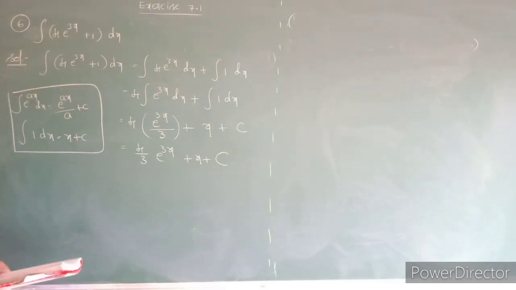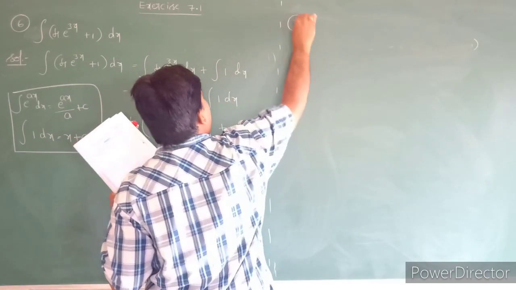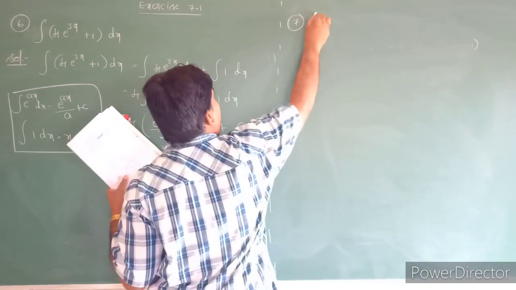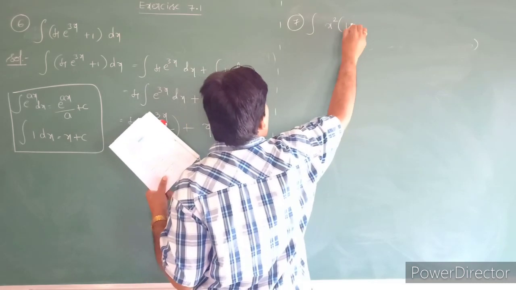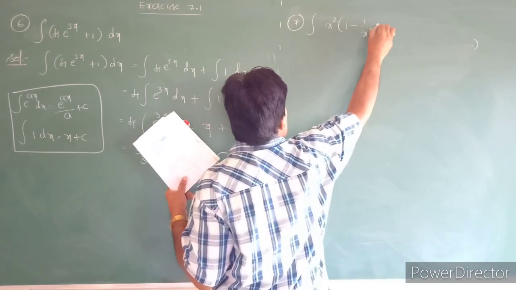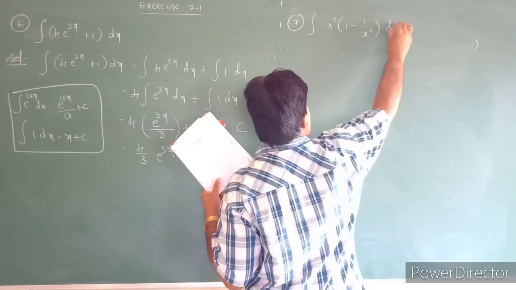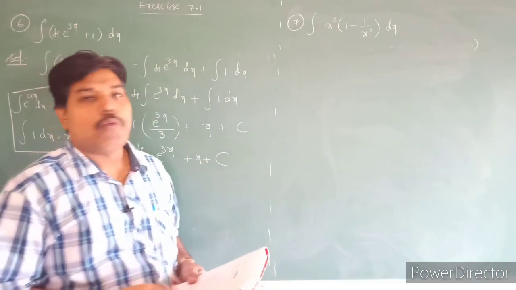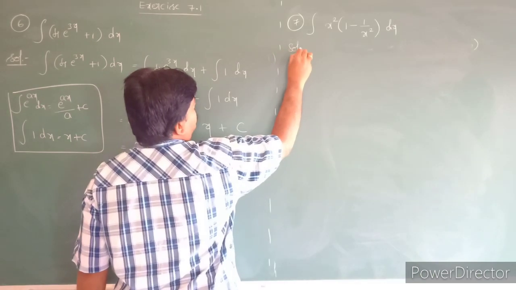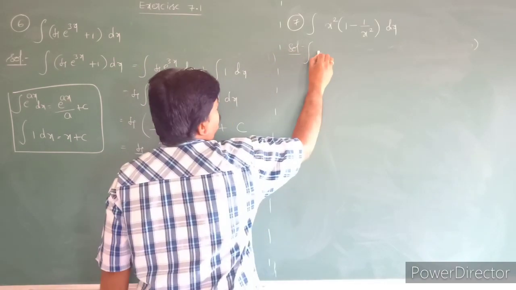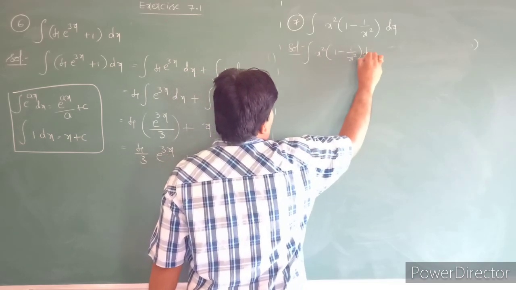Do you understand, students? See the next question, question number 7. What is that one? Integral of x square into 1 minus 1 by x square into dx. See the solution here. Integral of x square into 1 minus 1 by x square into dx.